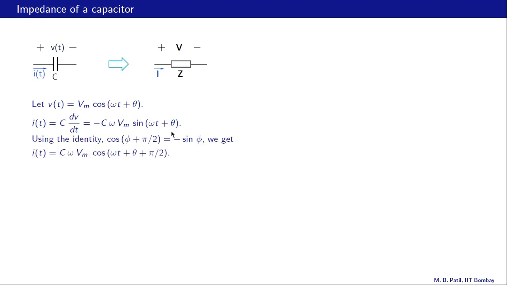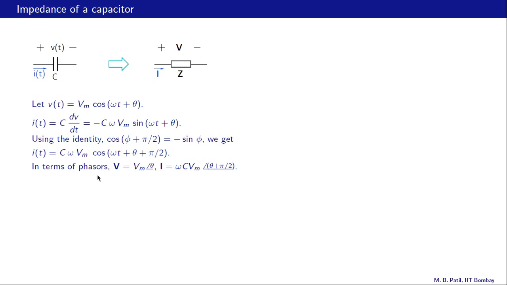And now we can use the identity cos phi plus pi by 2 is minus sin phi, and we get I of t equal to C omega Vm, these three terms here, times cos of omega t plus theta plus pi by 2, like that.